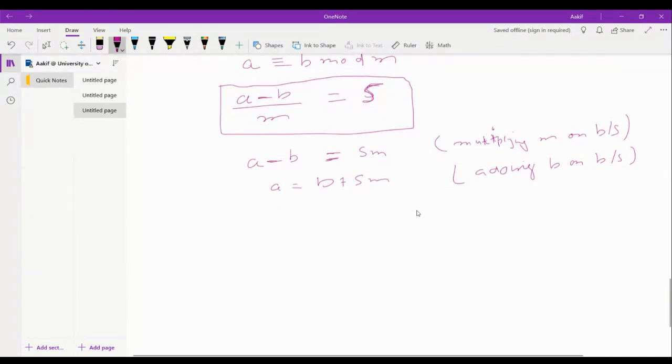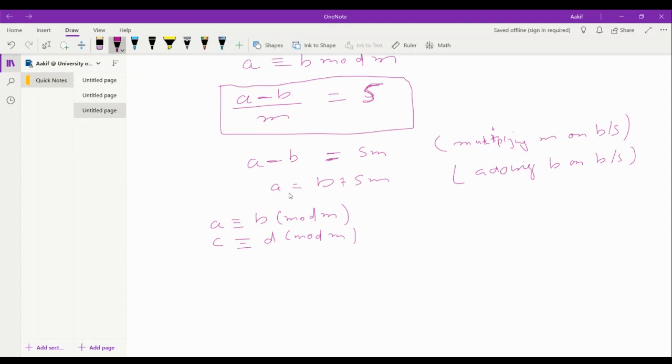So the two things that are given to us are A is congruent to B mod M, and the second thing is C is congruent to D mod M.